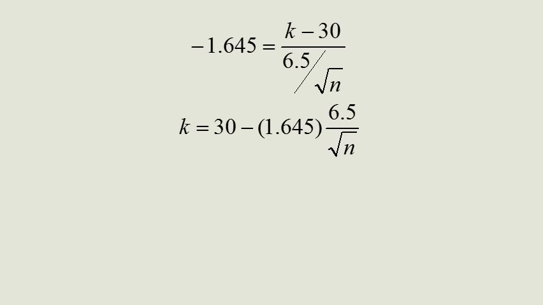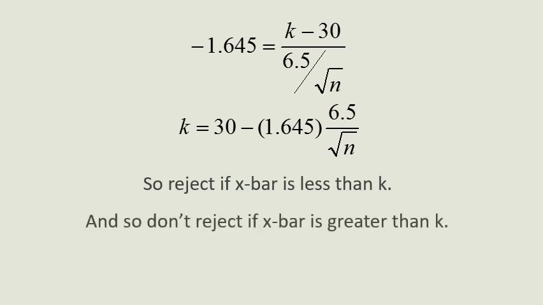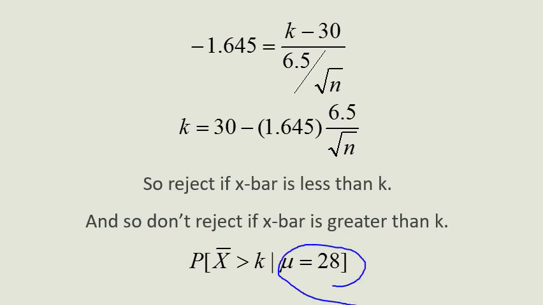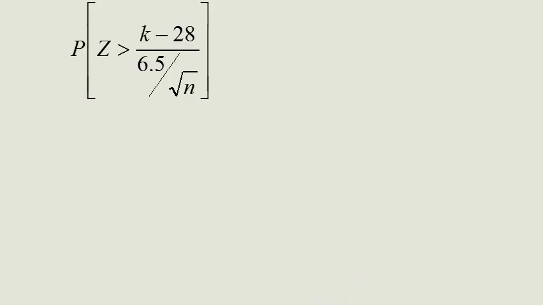Let's just think about rejection. Since this is a left-tailed hypothesis, we reject if x bar is less than k, and we do not reject if x bar is greater than k. And that's what we're interested in for type 2 error. But now we're going to assume that the mean is 28, since that was the number given in the what if statement. Now we're going to create z by subtracting the mean, 28, and dividing by the SD.